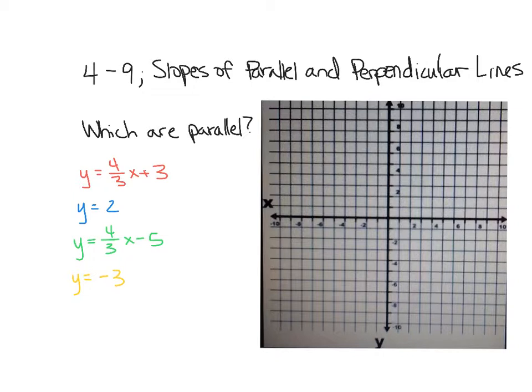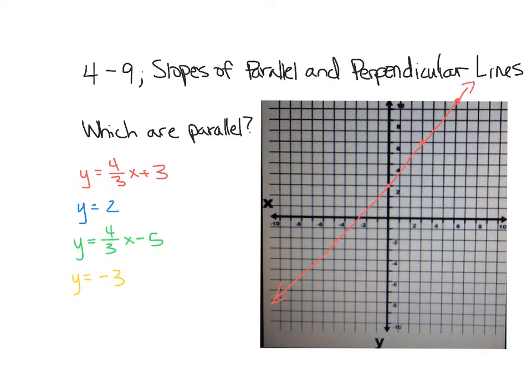So you can do a few different things. You can graph all four of them. So that seems like it would take a lot of work. So y-intercept, 1, 2, 3. Then we go up 4 over 3, up 4 over 3, okay? And there's the graph of the line that's written in red.